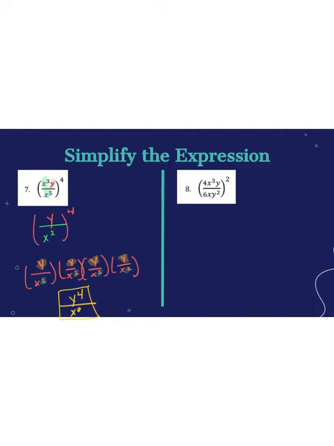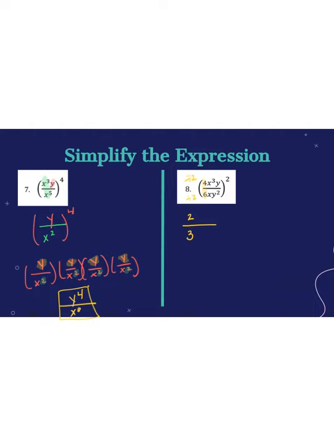Okay, last one. We have 4x to the third y over 6xy to the second, and then squared. First step is to always simplify your coefficients. So 4, 6. Well, I know I can't just divide those two out, but I can think, what will go into 4 and 6? I know I can divide both by 2. If I divide the top by 2, I also have to divide the bottom by 2. So 4 divided by 2 is 2, and 6 divided by 2 is 3.